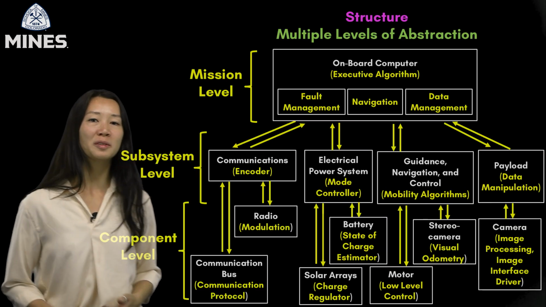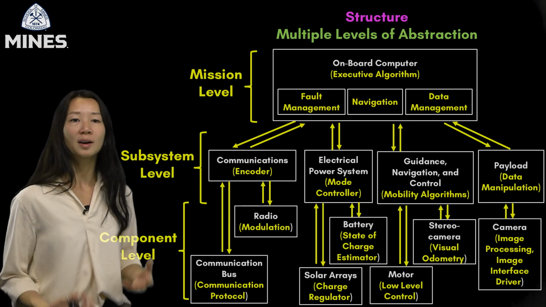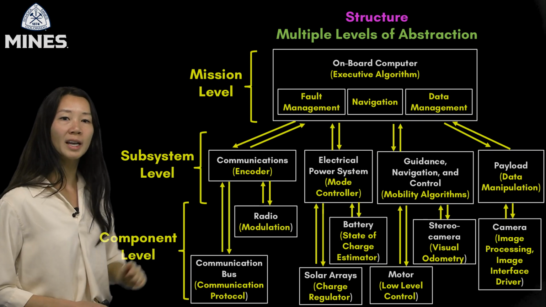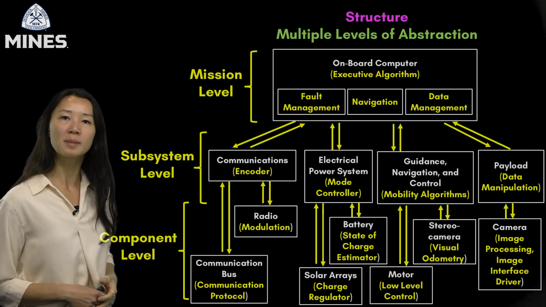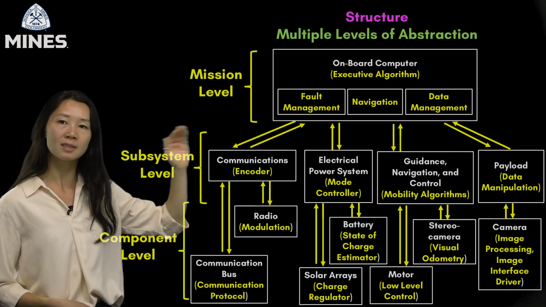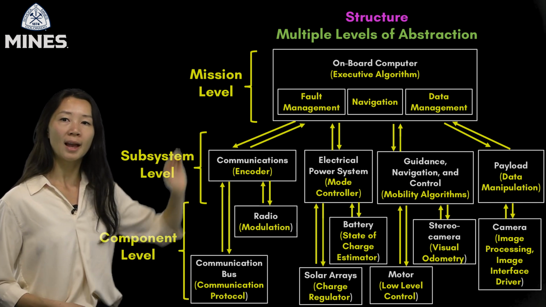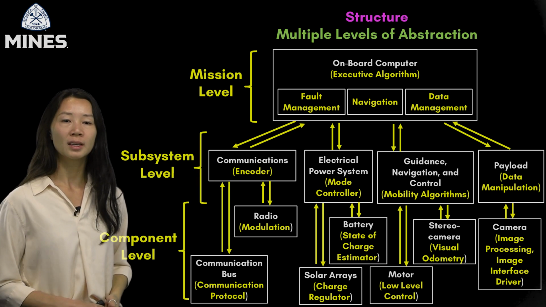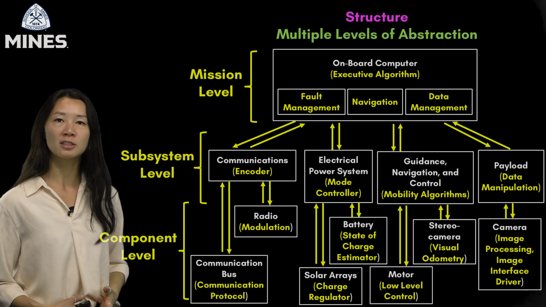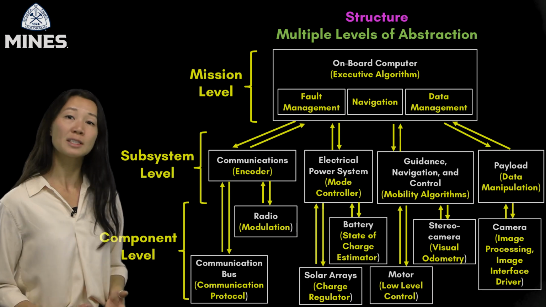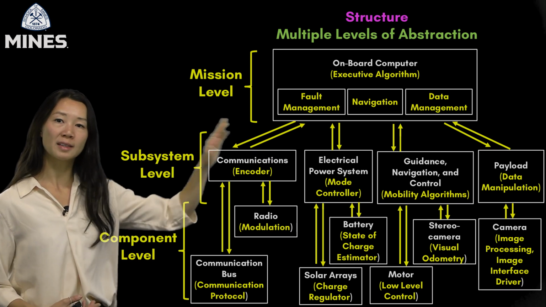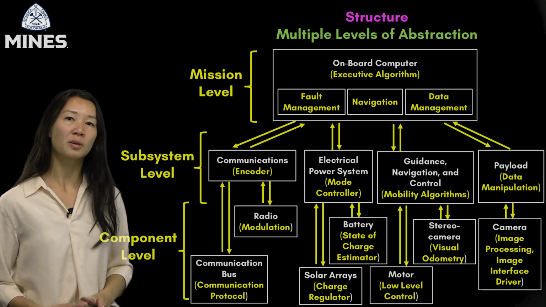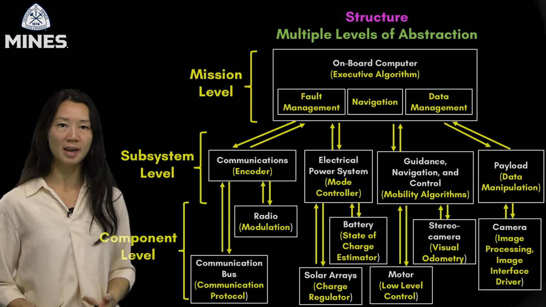Earlier in this lecture, we focused on the flow of information between the onboard computer and each subsystem. This slide shows more of a layered view of flight software, one that captures how the robot's intelligence is organized and encoded across different levels of abstraction. At the top, we have placed the onboard computer running what we call the executive algorithm. This represents the mission-level software, which manages overall behavior. It's responsible for high-level logic like fault management, navigation, planning, and data prioritization, answering the question of what the robot is trying to do right now.